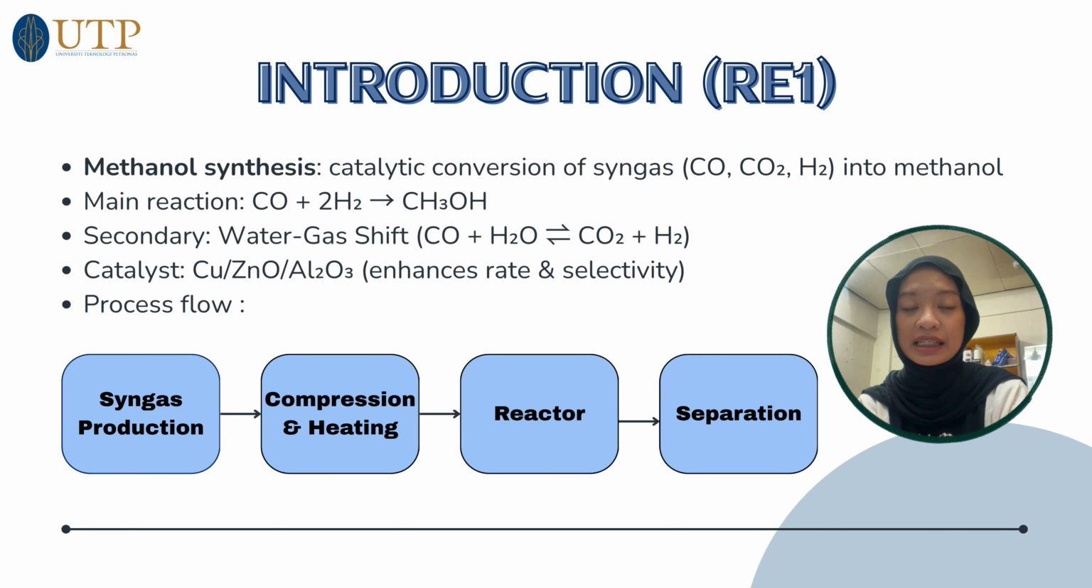The main reaction is the hydrogenation of carbon monoxide to form methanol, while the water gas shift reaction produces additional hydrogen for the process. A copper, zinc oxide, or aluminum oxide catalyst is used to enhance reaction rate and improve selectivity. The process starts with syngas production, followed by compression and heating. The mixture then enters the reactor where methanol is formed and finally goes through separation to obtain the final product.